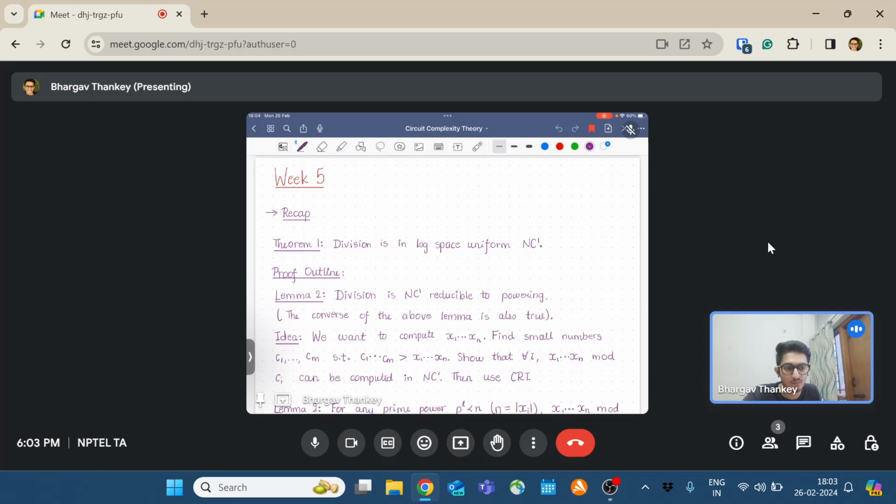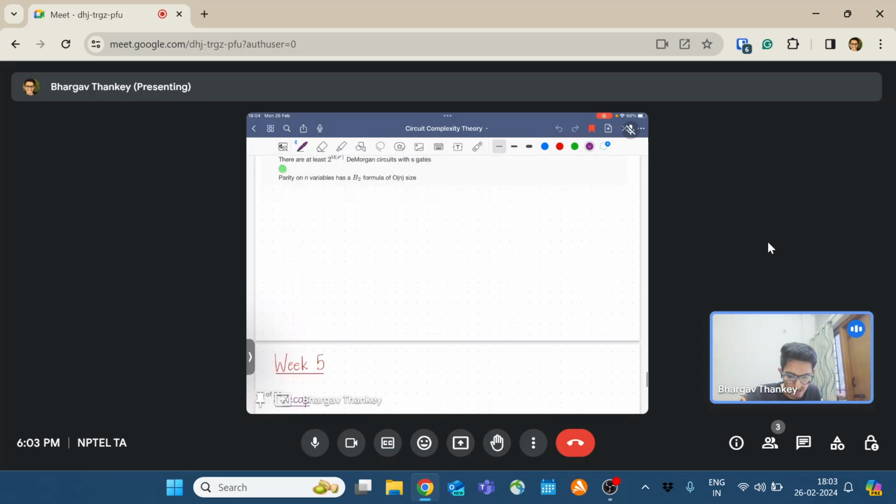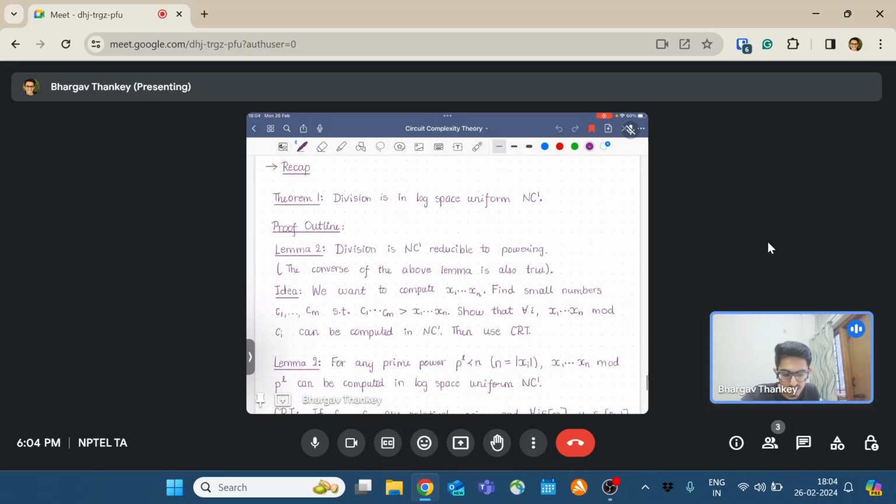We saw the definition of the class NC1 last time, and this week we also saw what log space uniform NC1 is. A function family is in log space uniform NC1 if, number one, it is an NC1 circuit family, and number two, that family can be generated by a log space Turing machine. That was the definition of log space uniform NC1, and we saw that division is in that class. Now let me quickly recall the proof outline that we saw.